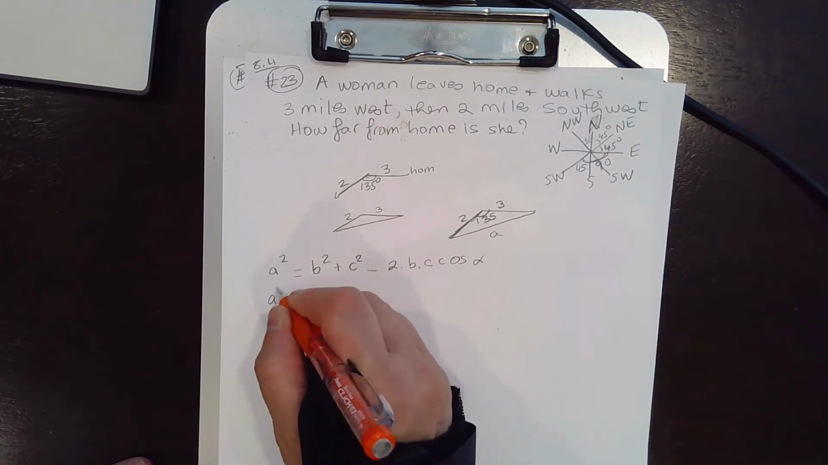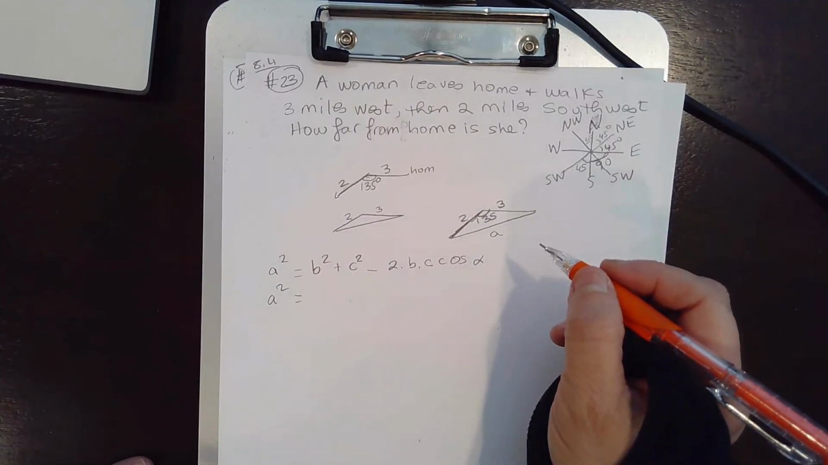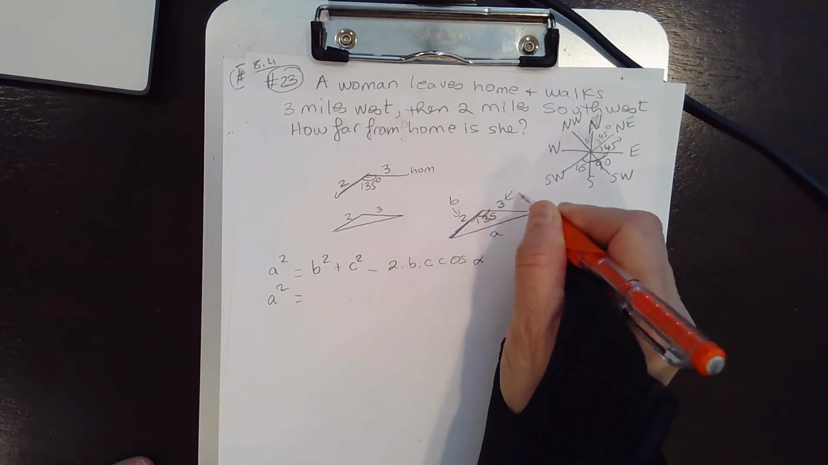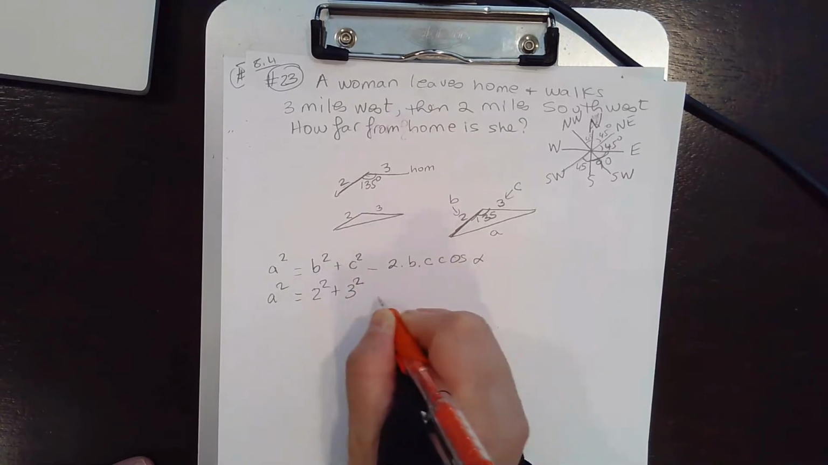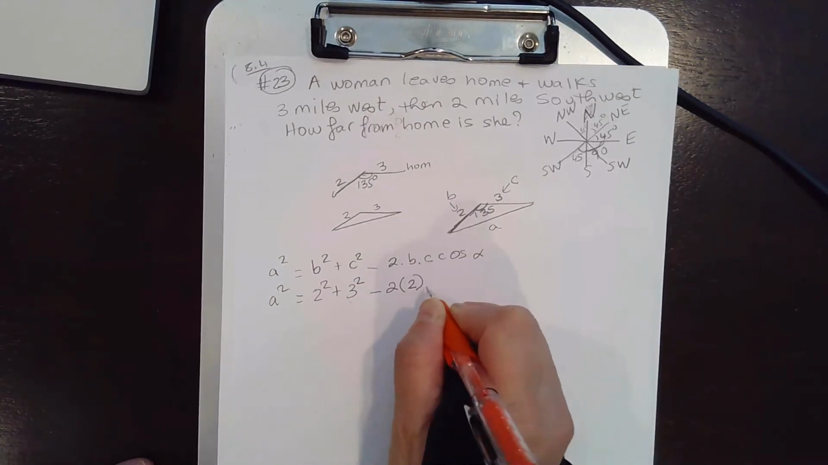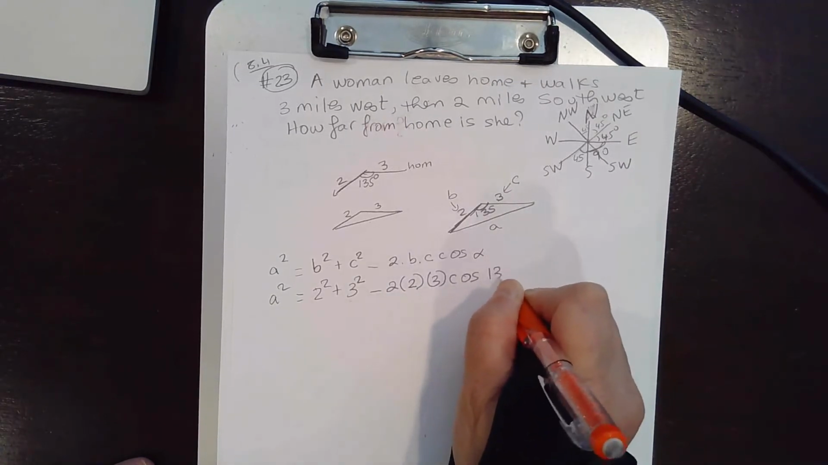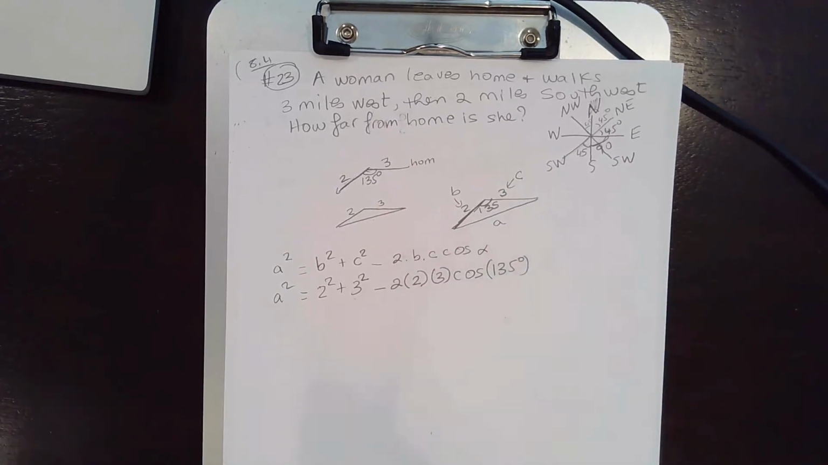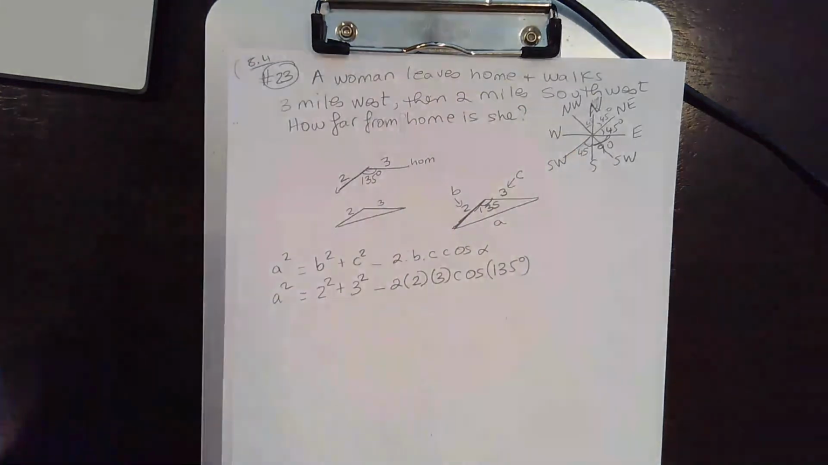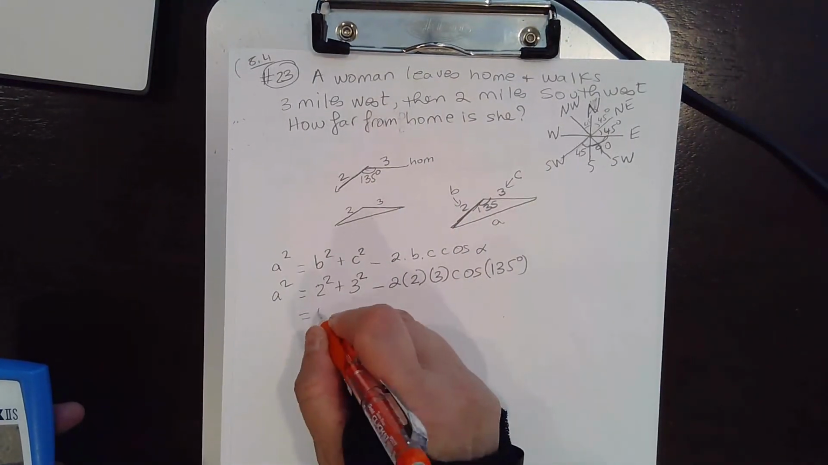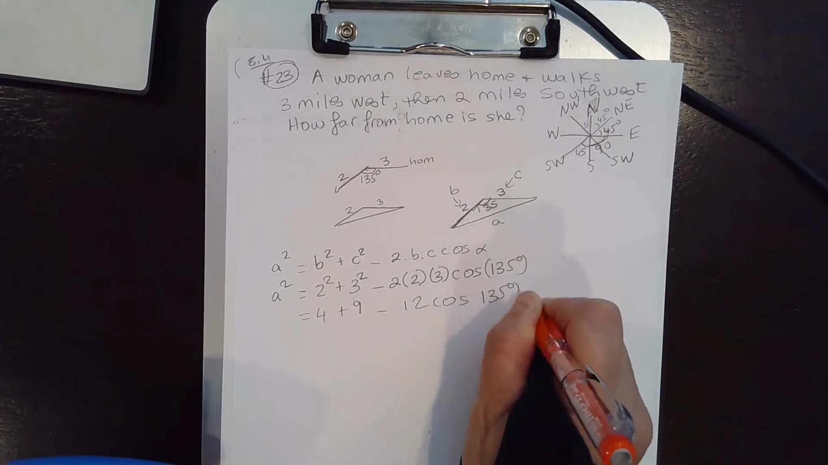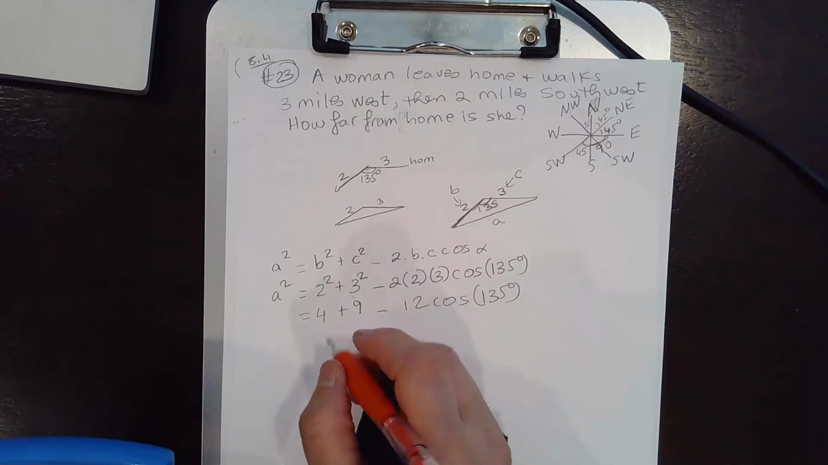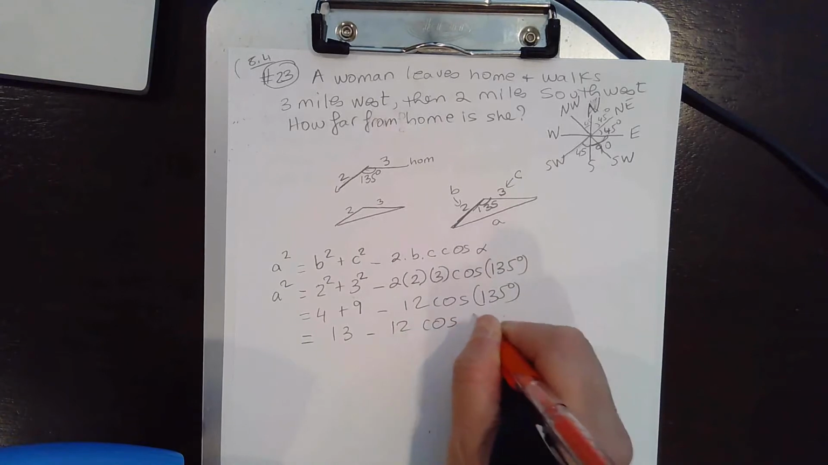So A squared becomes B squared. If you want to call this B and this one C, that's fine. So that's 2 squared, plus 3 squared, minus 2 times B, that's 2, times C, that's 3, cosine 135 degrees. So make sure your calculator has degree mode, just like I have here. This was simple enough, so I did it by hand, and this is none other than 9 plus 4, that's 13, minus 12 cosine 135 degrees.